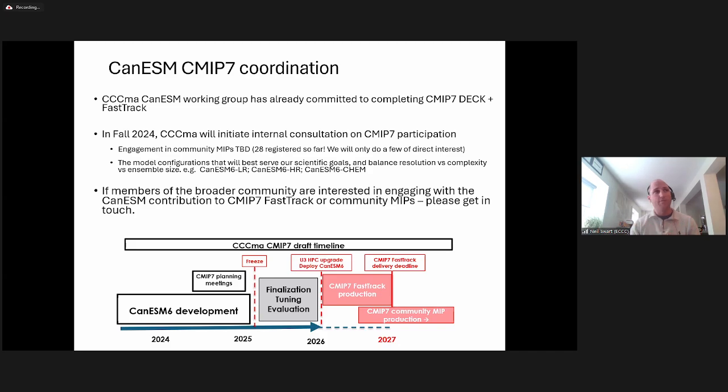And so if members of the community are interested in engaging, you have a MIP that you're really passionate about and you'd like to engage with the CMIP 7 contribution, then please get in touch with me, and we can talk about bringing you into that process. And our timeline looks a little bit like shown on the bottom, basically freezing the model at the end of this year, giving ourselves a good amount of time for tuning and evaluation, and then starting that fast track production at the beginning of 2026.